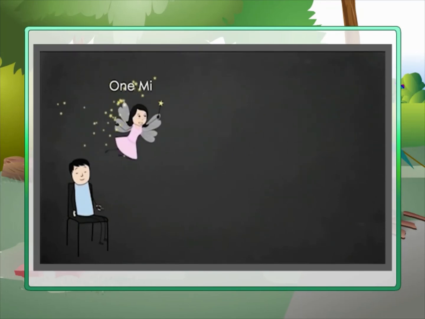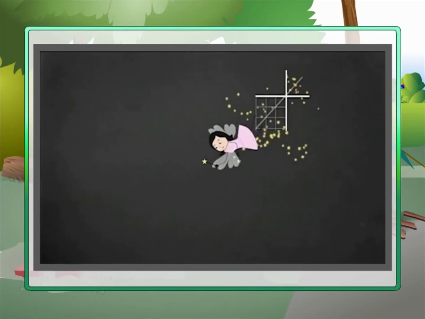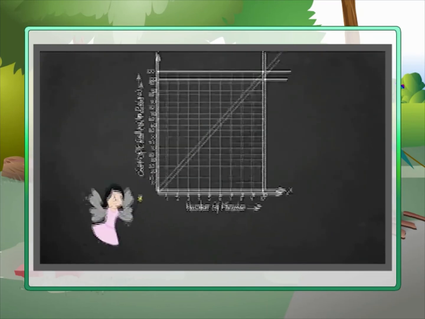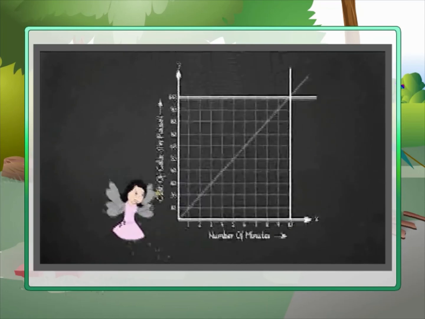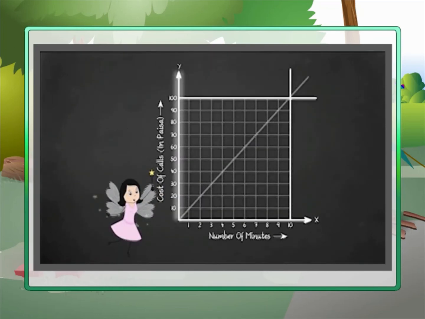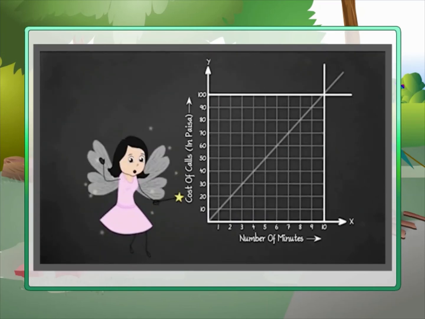Let us assume 1 minute phone call is 10 paise. Draw a graph to illustrate this. This x-axis represents the number of minutes, and this y-axis represents the cost of phone calls per minute. Now this graph can help us to estimate a few things.